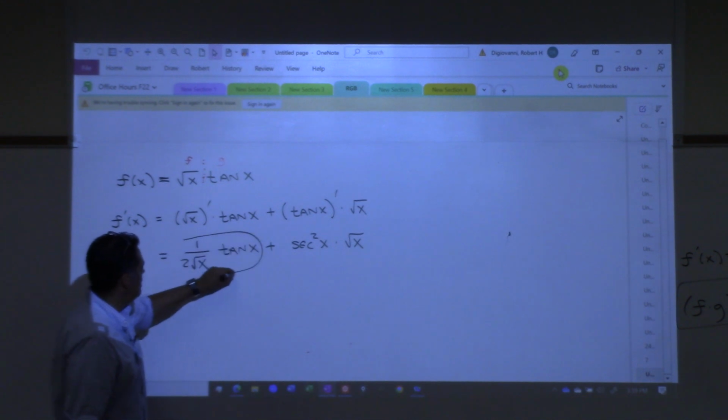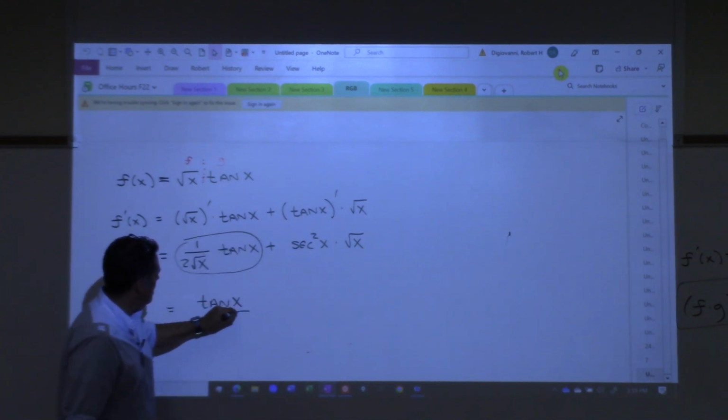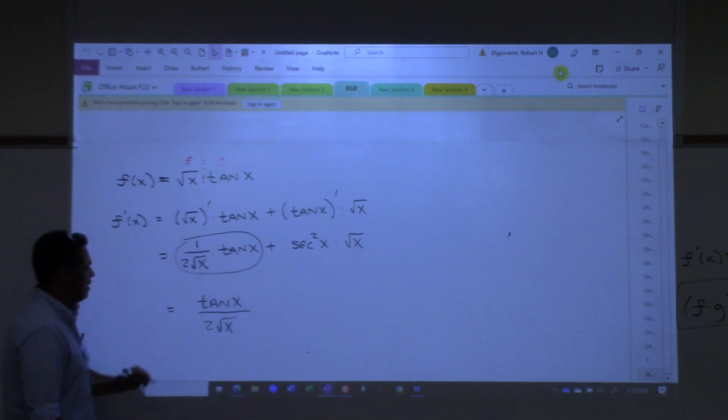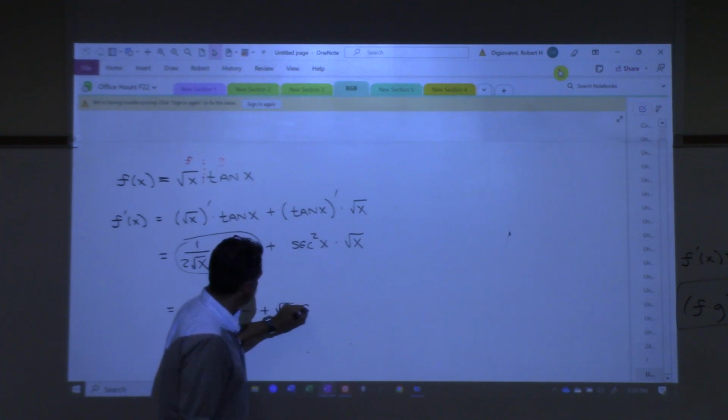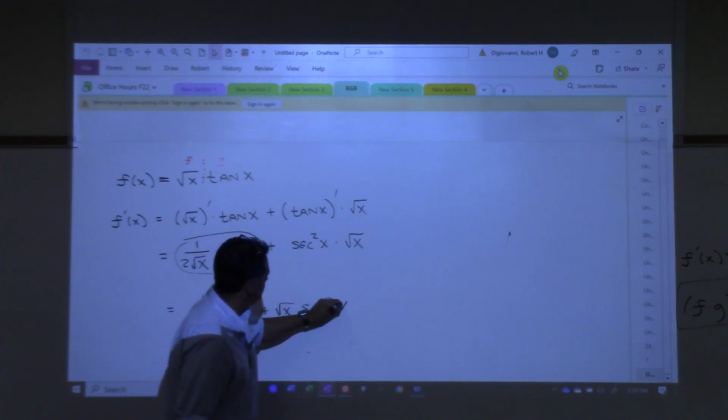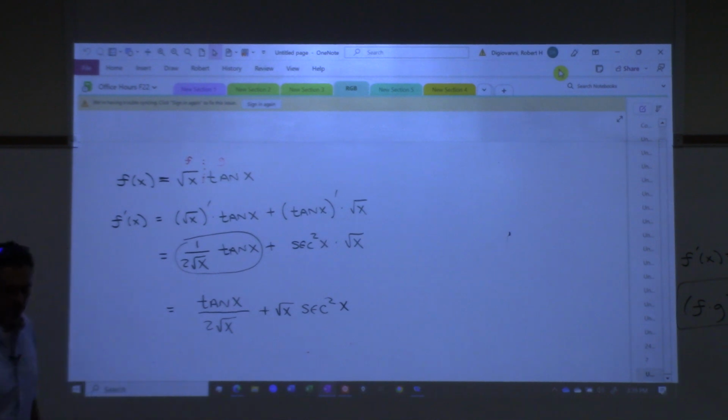Also, I can rewrite those as a fraction like this. Tan x over 2 root x. Just slide that tangent on top with the 1. Then over here, like I said, change the order. There we go. That's our raw derivative.